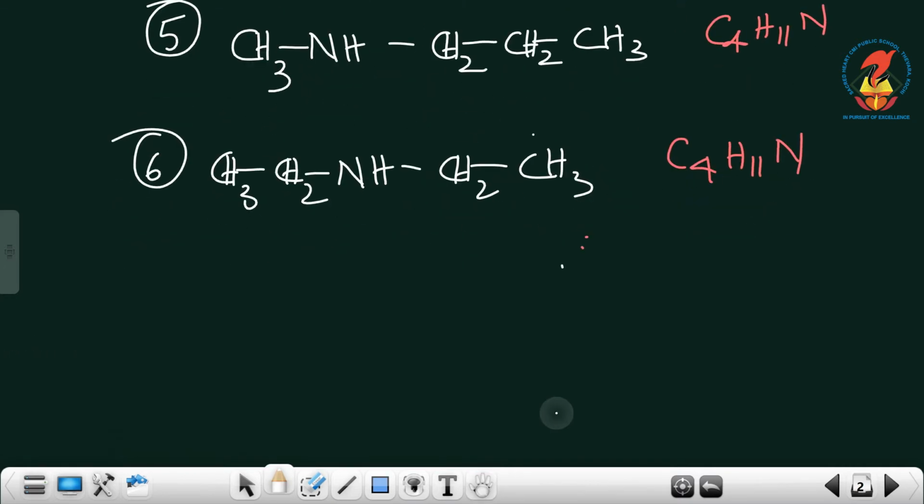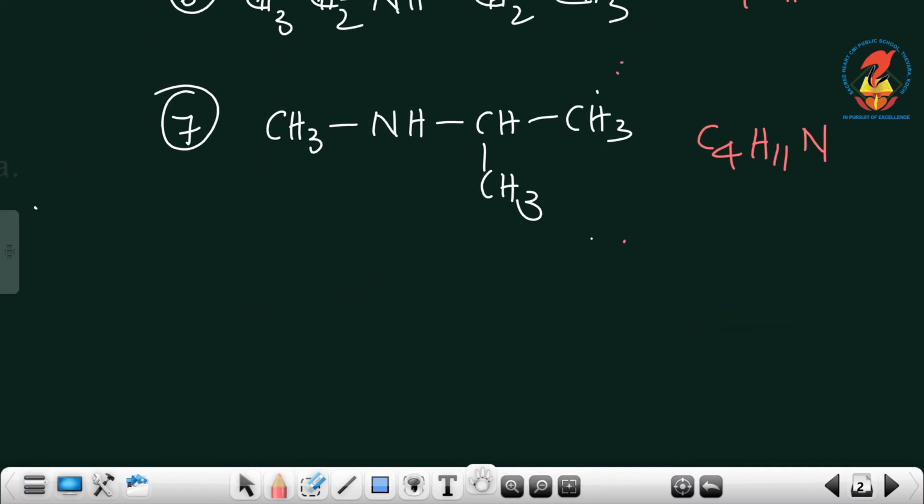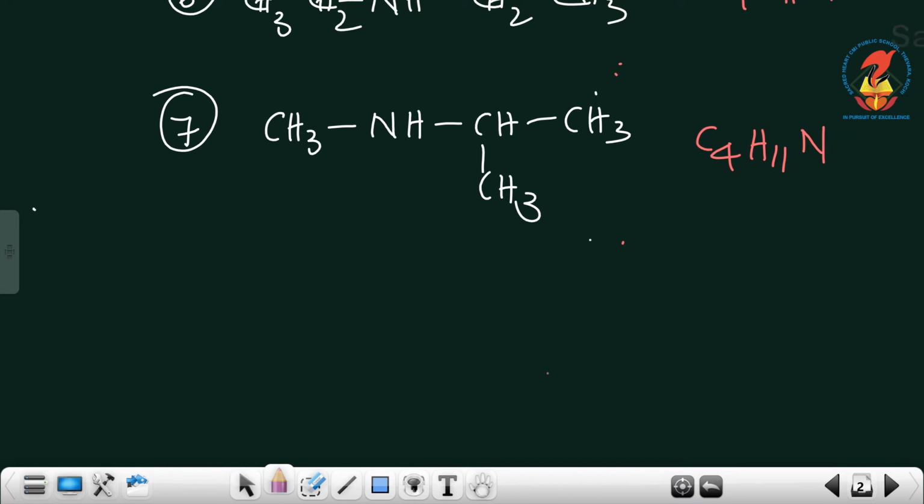Now the next possibility: the 7th isomer is from the 5th isomer, that is CH3NH, and instead of writing all the 3 carbon atoms in a straight chain, I am going to give 1 carbon atom as a branch here. So it will be CH3, NH, CH, CH3, CH3. Again, the molecular formula is the same, but the structural formula is different, and such compounds are known as structural isomers.